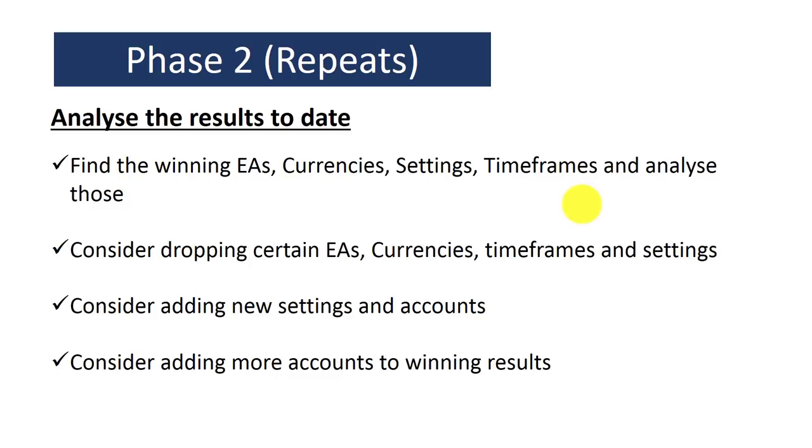So obviously the negative ones you drop, and the EAs that you don't particularly like you can drop. So you can filter things out. Then we can consider adding new settings and new accounts to this portfolio, and we can consider adding more accounts to winning results. So this is a continuously changing portfolio where we're trying to get better and better all the time, getting rid of the losing EAs, the losing settings, all that type of thing, and then hanging on to the winning and adding to the winning situation.